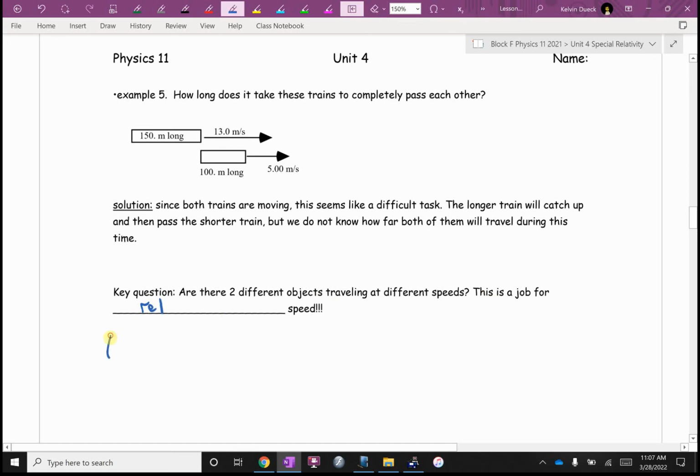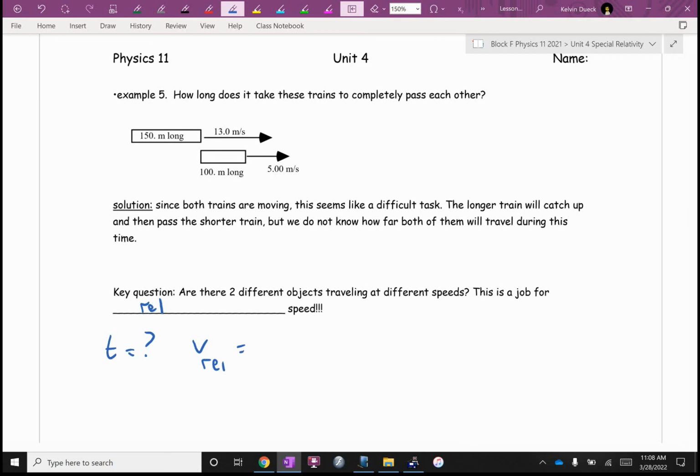So you told me we're going to ask to find time. I agree. I would like to find the relative speed. Are they traveling in the same direction or are they traveling toward each other? So what's the relative speed? I'll give you a hint. It's not 13 or 5. What's the relative speed between these two trains?